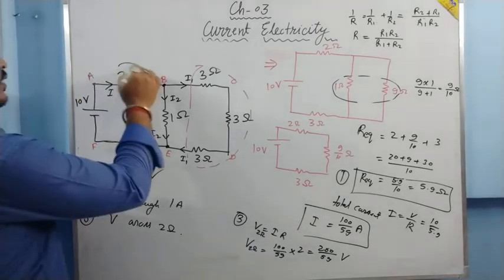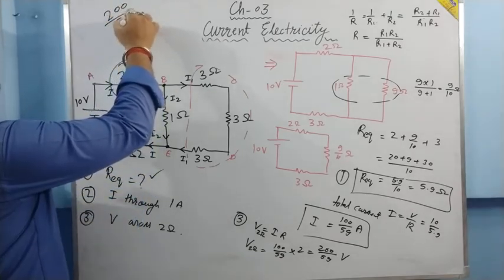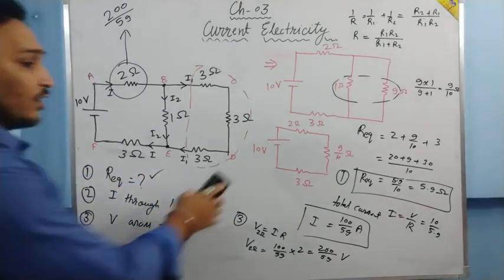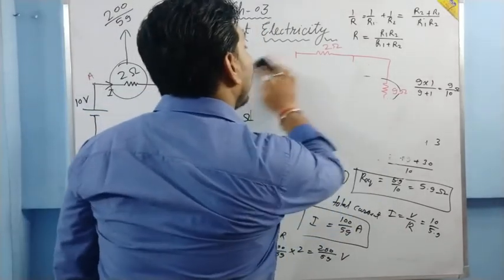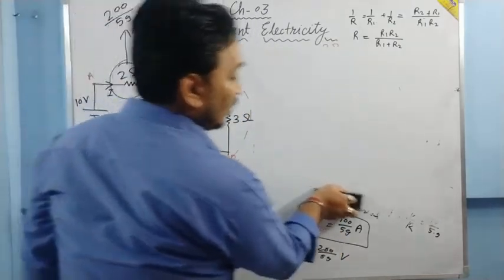Now just tell me one thing. If across this the voltage is 200 upon 59, then how much voltage... leave that, I'm removing it. Just remember the total current, it is 100 upon 59.